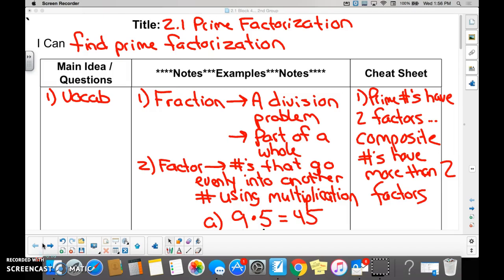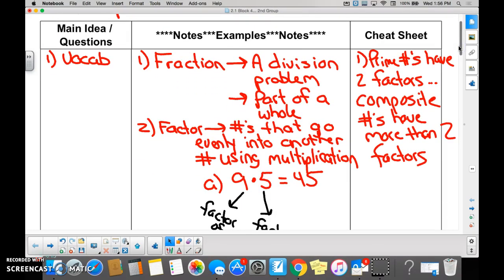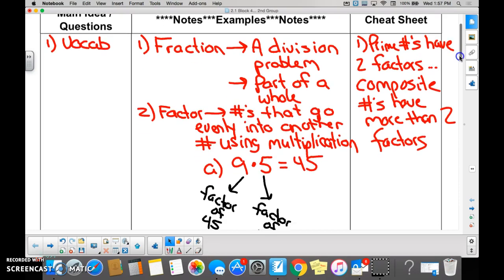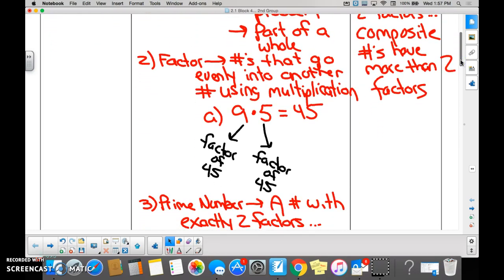Yeah. So let's build up to that level, shall we? Okay, everyone knows what a fraction is. We talked a lot about it. Okay, a factor is vital. If you do not understand what a factor is, you can't find prime factorization. A factor would be two smaller numbers that go into a bigger number.